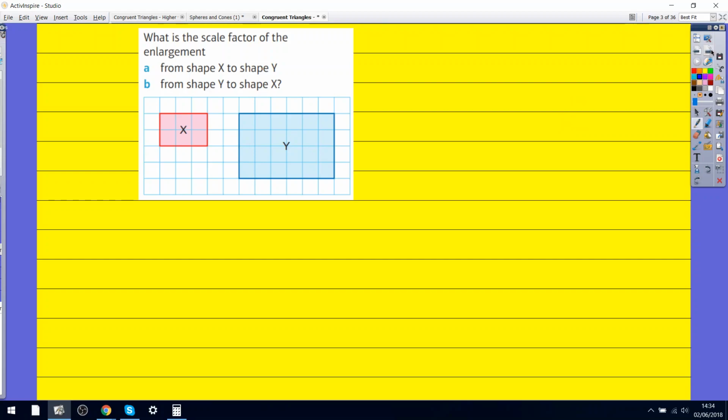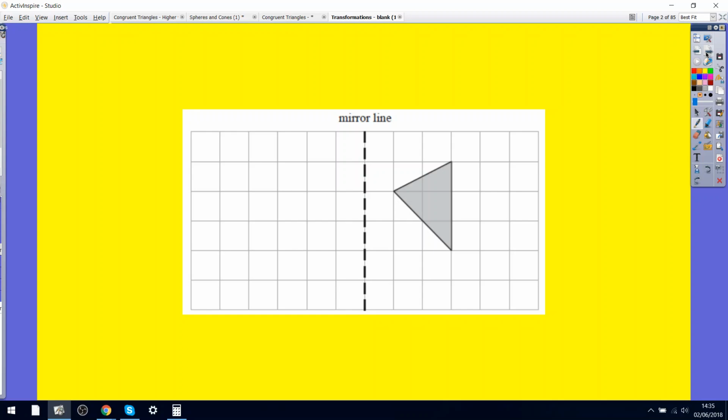Scale factor of enlargement here. No. Oh, maybe we need to do that then. So that's 2, that's 3, that's 4, 6. You haven't done enlargements before? Okay, how would you reflect this shape in the mirror line?